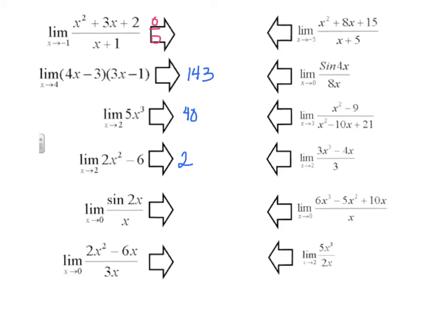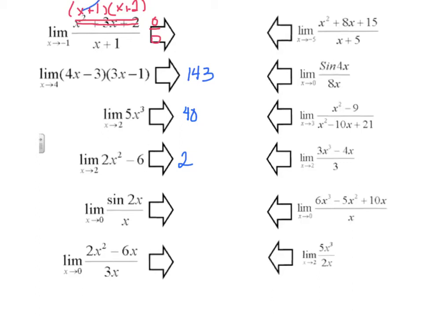This is what's called an indeterminate form, which means I need to do a little more work. If I had gotten 5 over 0, no limit exists. If I'd gotten 0 over 5, the limit's 0. But here, when I get 0 over 0, I have to do more work. So let me do a little factoring. Okay, the top would factor to be x plus 1 and x plus 2. Okay, and let me just kind of cross that out.